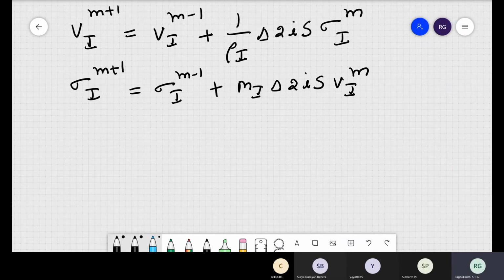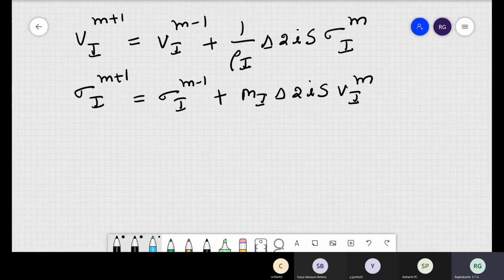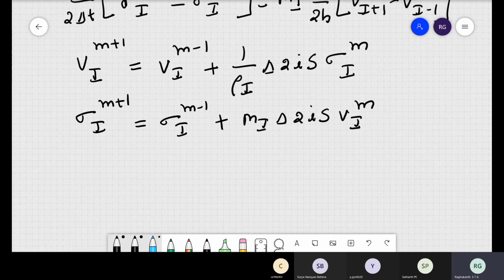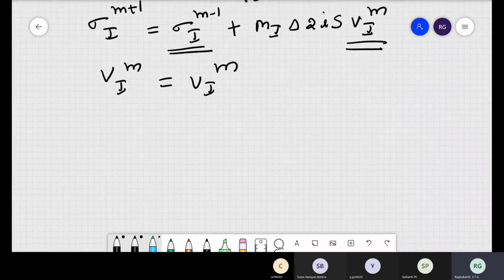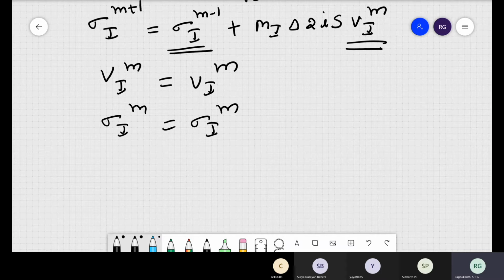Now to write it in a nice matrix format, here I cannot write it directly in a matrix format. The reason is we have sigma_i^m, v_i^m, then v_i^(m-1), sigma_i^(m-1). Previously it was all the same thing and we used to write a 2 by 2 matrix. Now this equation I can't write in a 2 by 2 matrix. So here we do it like this: v_i^m equals v_i^m, and sigma_i^m equals sigma_i^m. Now I can write it in a matrix format.